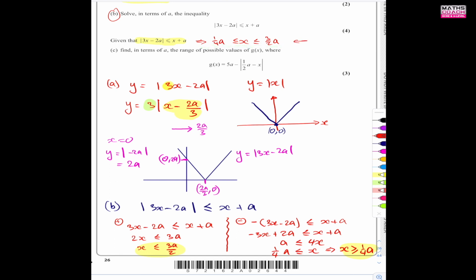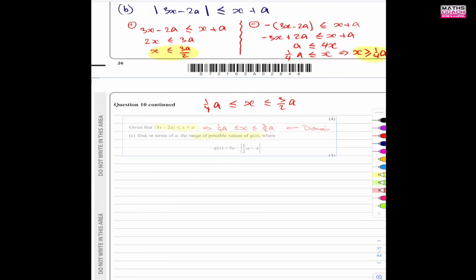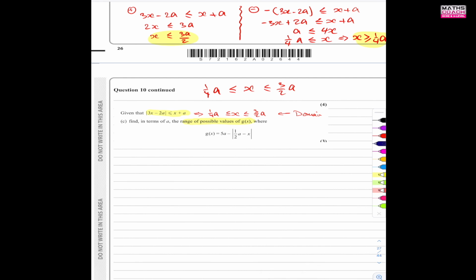So this is essentially our domain, and it says find in terms of a the range of the possible values of g of x, where g of x is given there. So let's just copy this formula. To answer this question, I'm going to sketch the graph, because it'd be easier to explain, and then look at how the graph behaves when the two extremes of the domain, a quarter of a and 3/2 of a, get substituted into g of x. We want to see what kind of output values we get in terms of a.